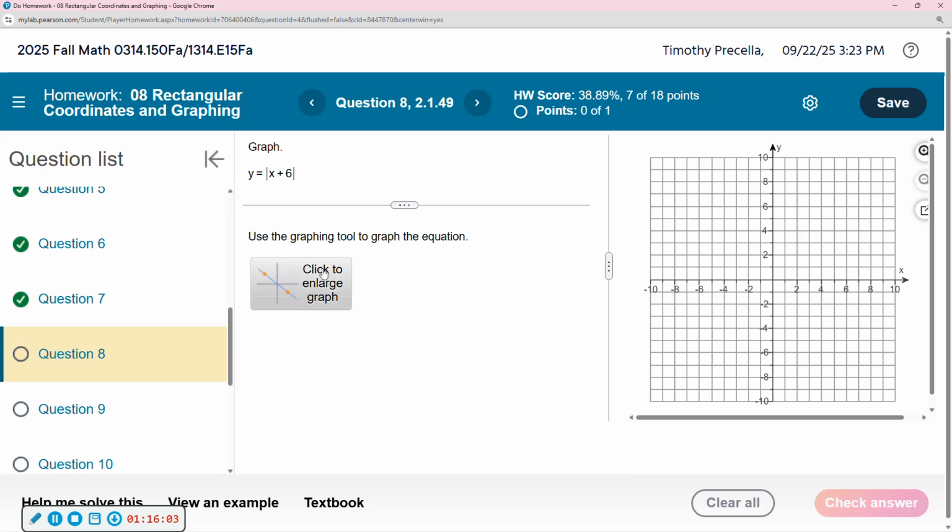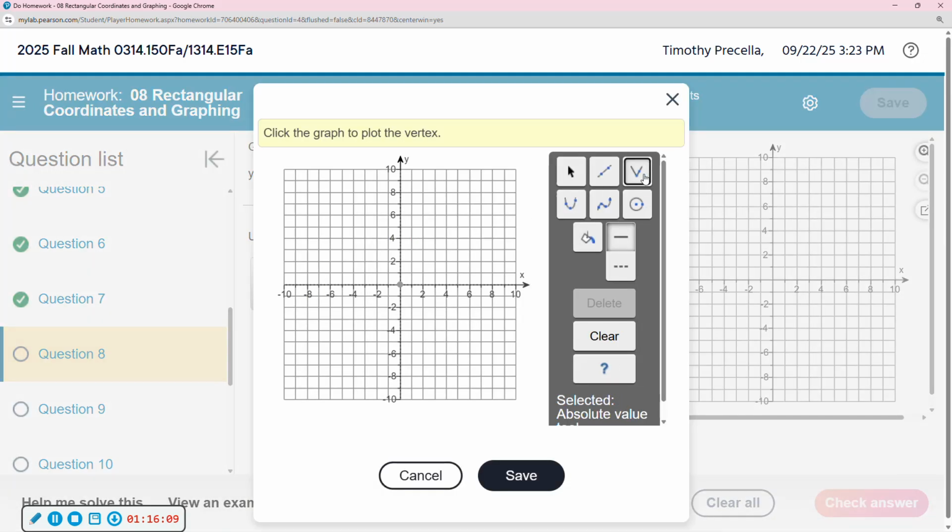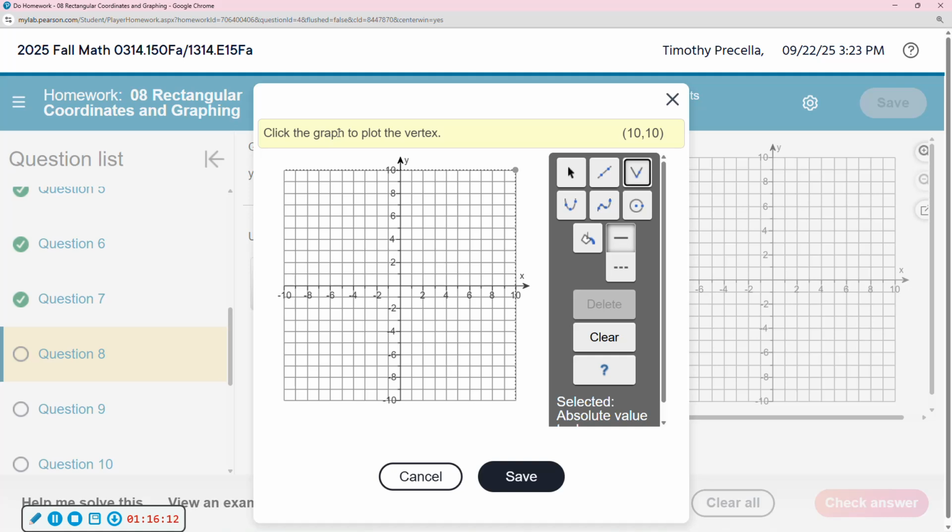It's a little different when they don't give you the numbers to plug in and you have to figure it out. But it's an absolute value, plot the vertex. Negative 6, 0. There. Okay. And now, here's every V-shaped figure that has negative 6, 0 as a vertex. How do we decide which one it is? Well, plot another point. Up here it says plot another point, and I'm going to plot 1, 7. That means right 1, up 7.